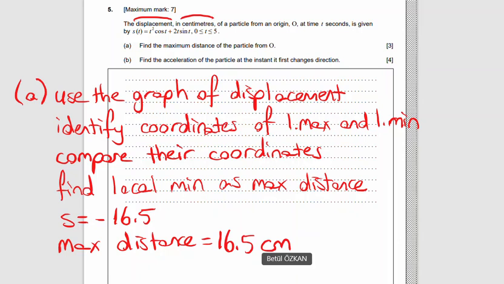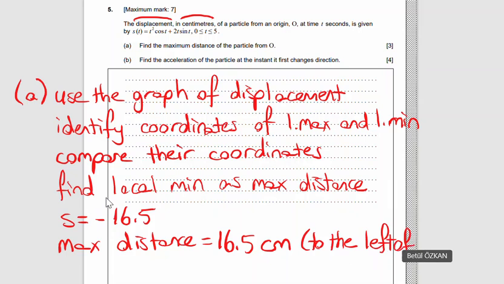If it is also asking for the direction, we said minus represents our direction, so plus represents the right and minus represents the left. In this situation, to the left of point O. That's it. We can just write like this for the first question.